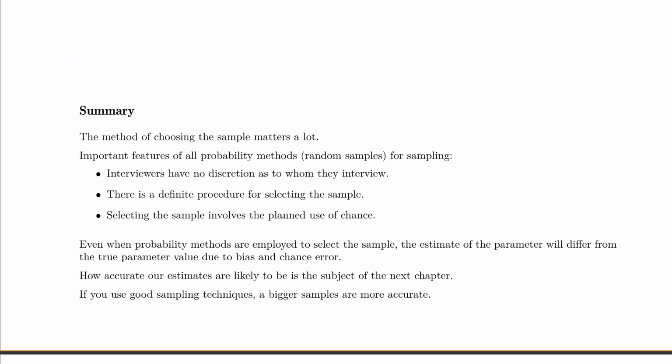So in summary, the method of choosing a sample matters a lot. Okay, the important features of what we want: we want probability methods, random samples. We want interviewers to have no discretion as to who they interview. So we want no human choice. We want to have a definite procedure. We want to plan this out in advance, have a good plan. And selecting the sample involves the planned use of chance. We want to use chance, so we're not using human choice.